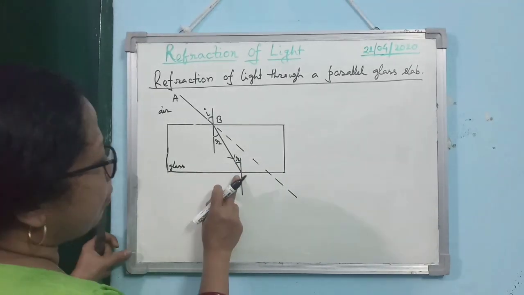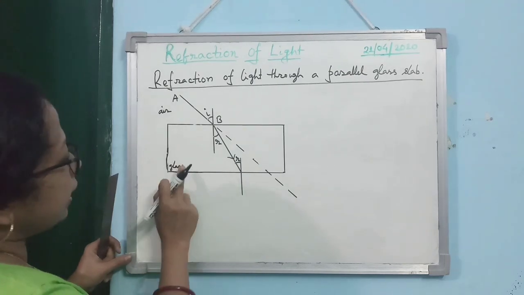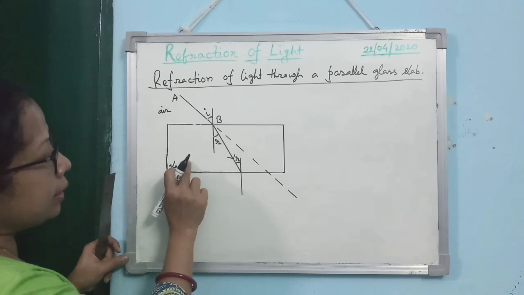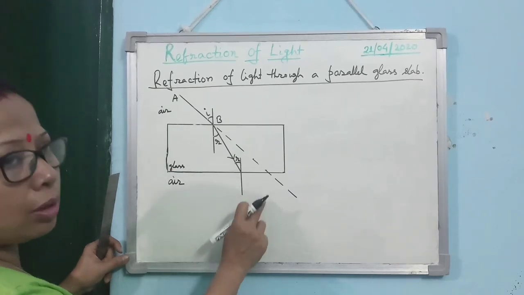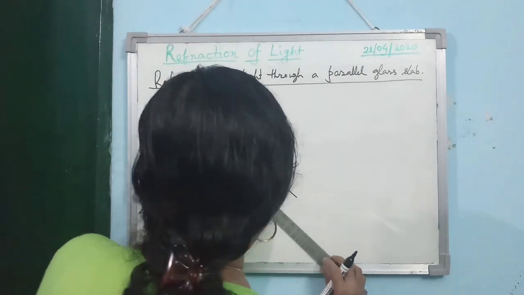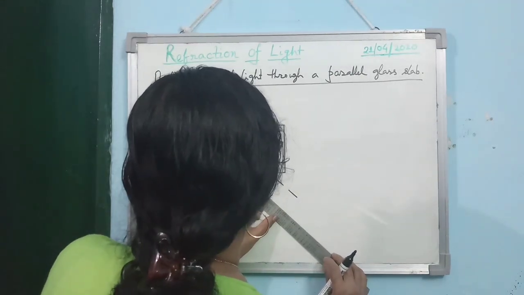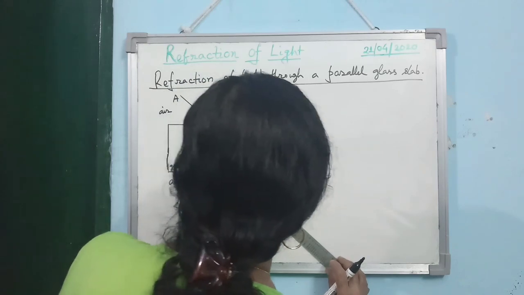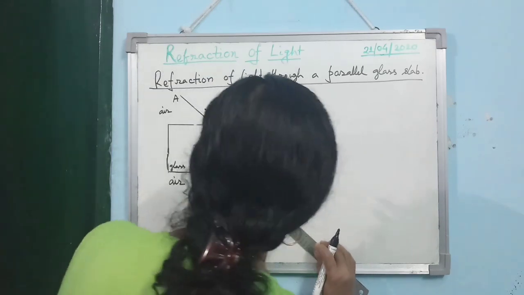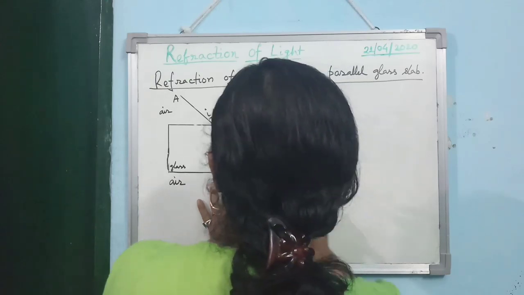Now you see what is happening for the second refraction. It is moving from glass to air again, means it is moving from denser to rarer medium. So how will it move? The light ray will bend away from the normal. But when you draw the emergent ray, take care that it should be parallel to the incident ray.